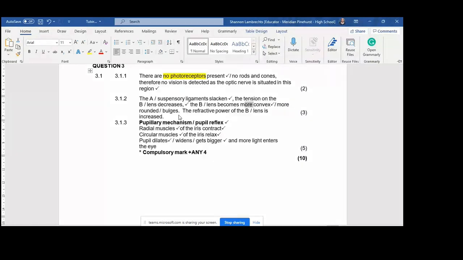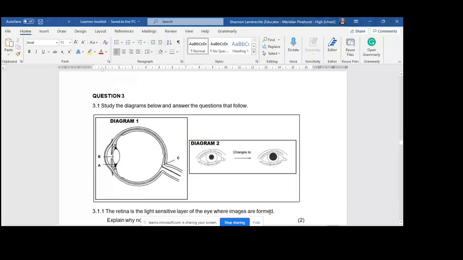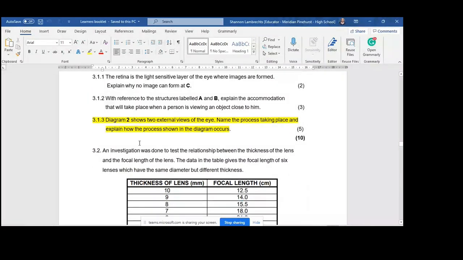And then 3.1.3, I've seen nothing in the chat so far, but the question was, you had to explain what is happening in the diagram. So let's go to the diagram again. In diagram 2, you have to name the process taking place and explain how the process shown in the diagram occurs. Okay, so if we look at diagram 2, we know, as I explained, the process is called pupillary mechanism.